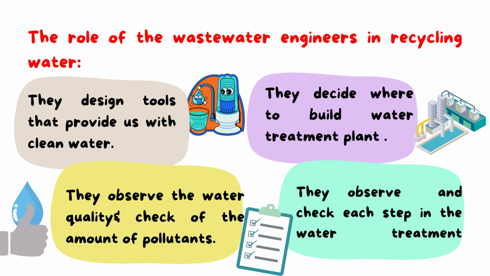So the role of the wastewater engineer in recycling water has 4 parts. They design tools that provide us with clean water. They observe the water quality and check the amount of pollutants in this water. They decide where to build the water treatment plant, and they observe and check each step in the water treatment plants.